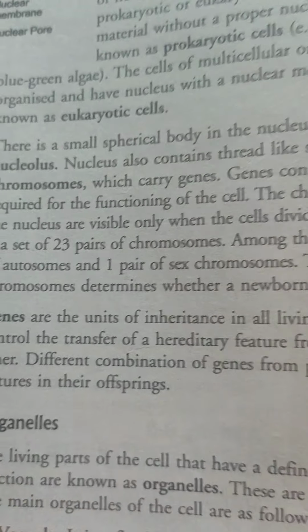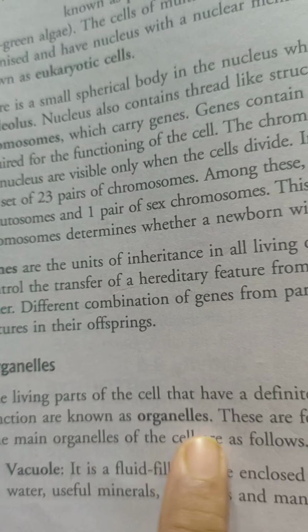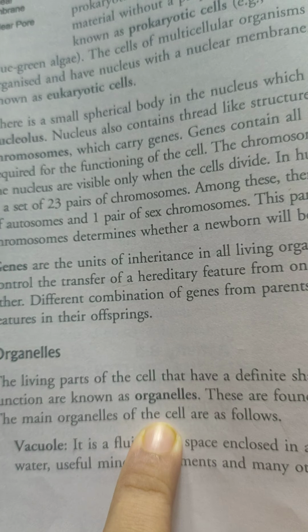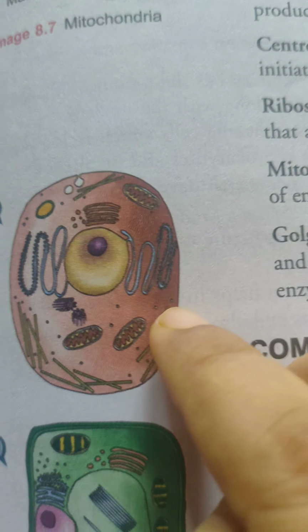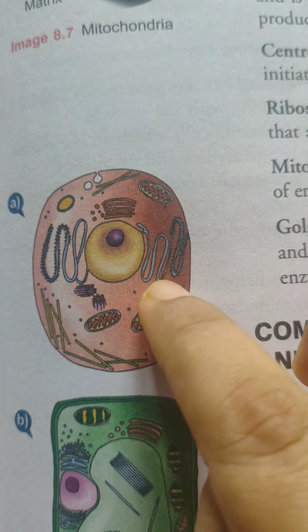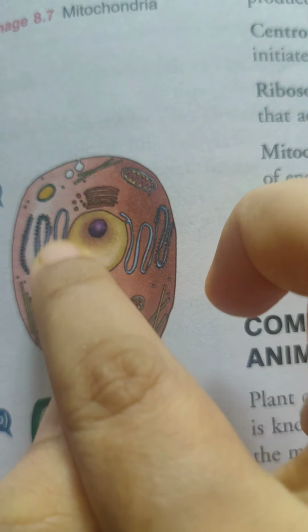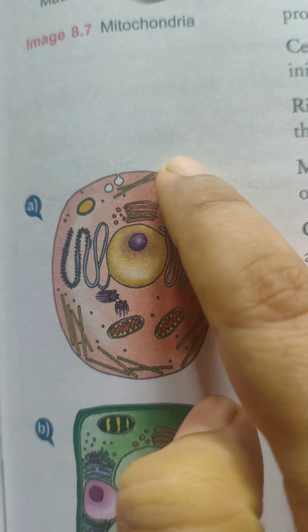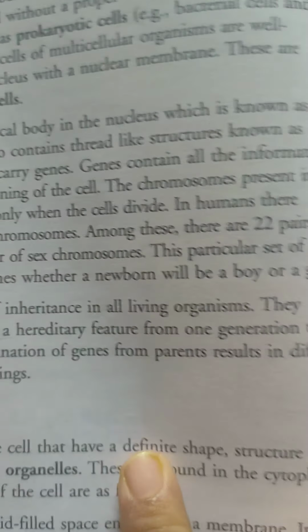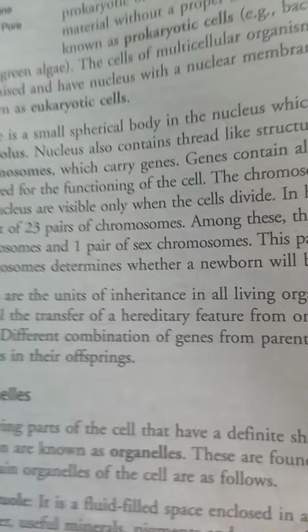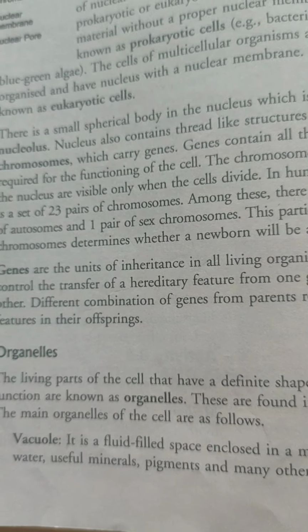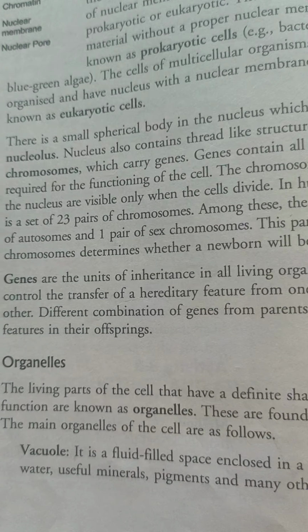Now you see here, the living parts of the cell that have definite shape, structure and function are known as organelles. These organelles have a definite shape and structure, they don't change their structure. They also have a membrane outside them, like the nucleus is membrane bound, the whole cell is membrane bound. In the same way they are also membrane bound. These are found in the cytoplasm, and the main organelles are shown here.